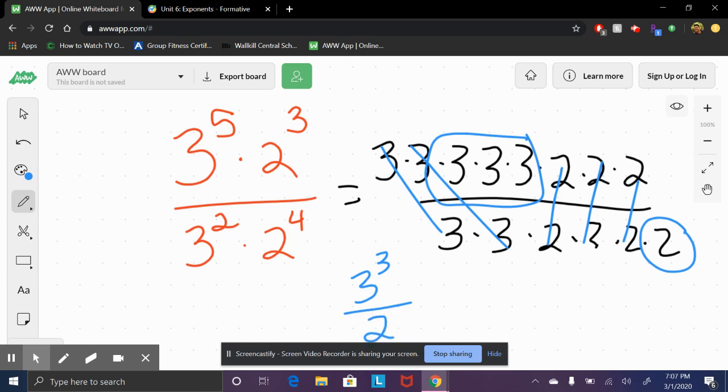I mean, you could evaluate it, right? 3 to the 3rd. 3 times 3 is 9 times 3 is 27. So 27 over 2. So that would be a simplified fraction. Okay. But you can't combine them when they don't have the same base. You can only apply these rules when the problems have the same base. All right. Let's look at another one.